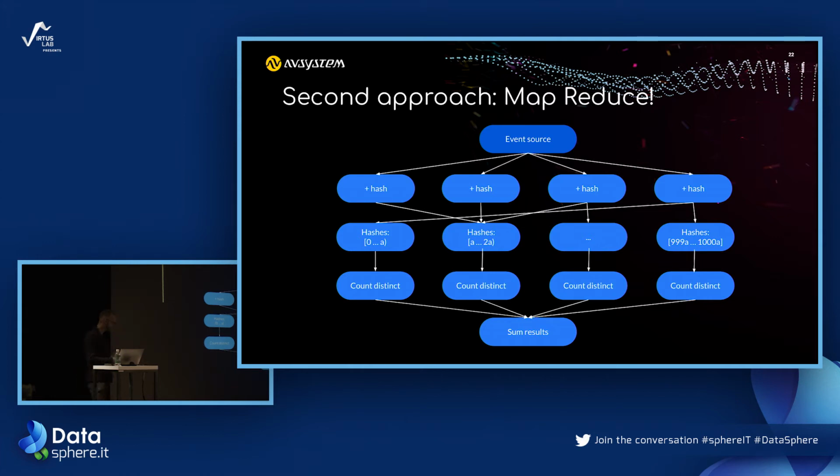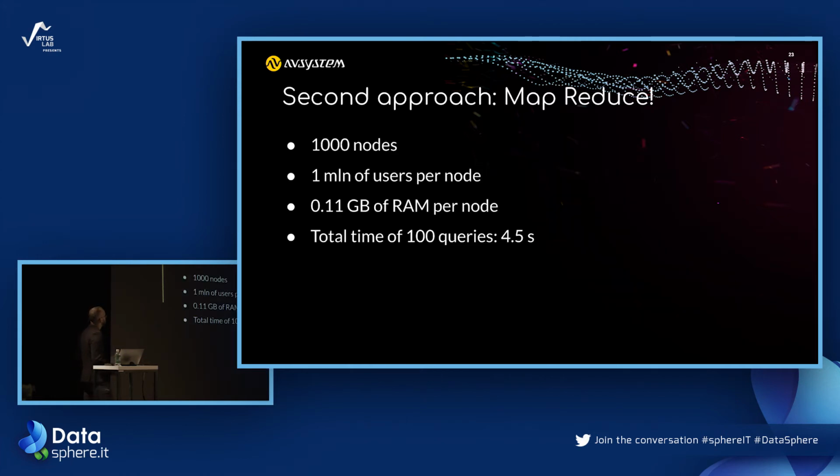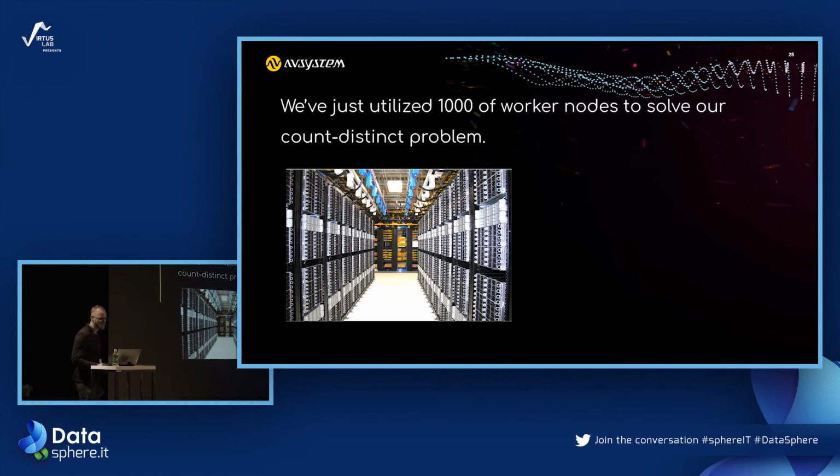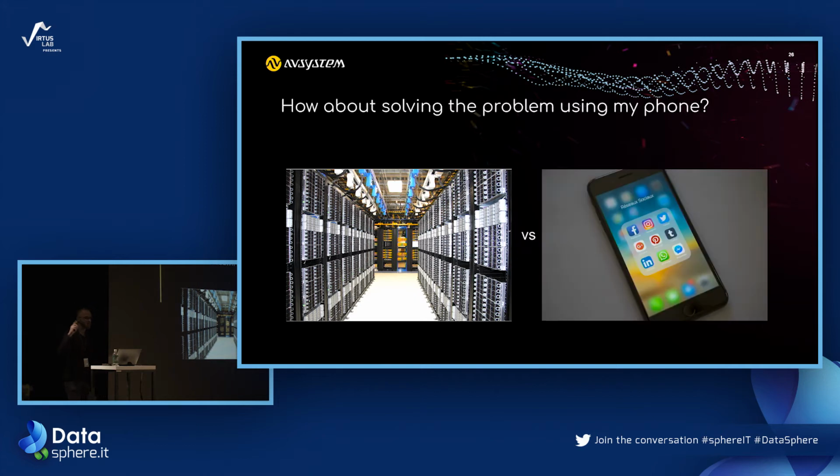Yeah, great. So we have 1,000 nodes, 0.11 gigabytes of RAM per node, and a total time of 100 queries of 4.5 seconds. Not bad. There is one problem. We just utilized 1,000 worker nodes to solve our count distinct problem. How about solving the problem using my phone?